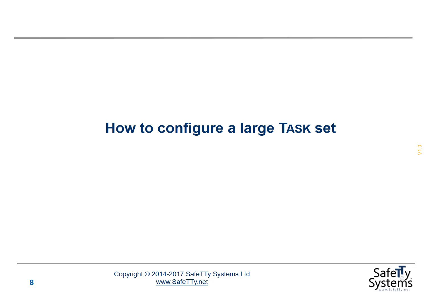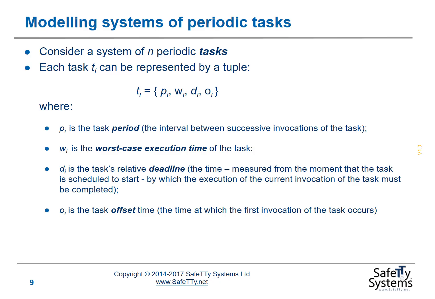So this introduces another challenge that we have not yet considered on this course, which is how we would configure such a large task set. Our FADEC design might include 70 to 100 tasks. How do we configure such a large task set? Let's go back and consider our modeling of periodic tasks.